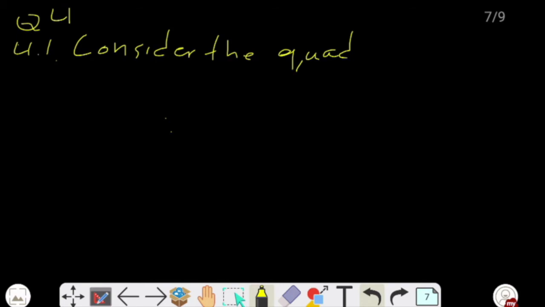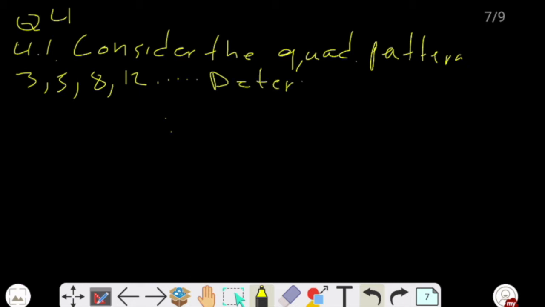Let's deal with question 4, and then we look at 4.1, which says consider the quadratic pattern 3, 5, 8, 12, and then they say determine the value of T26.